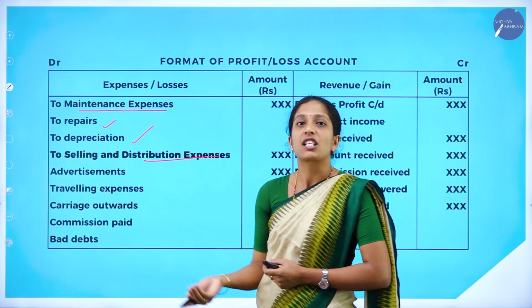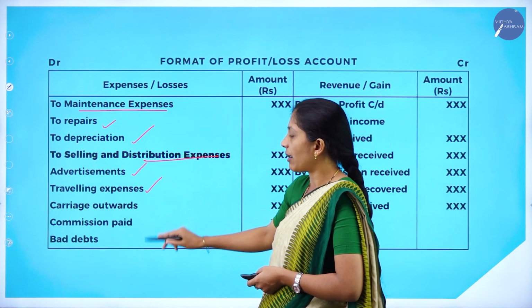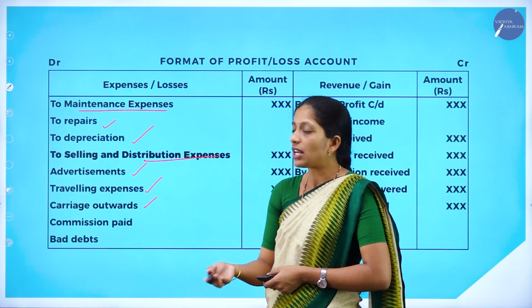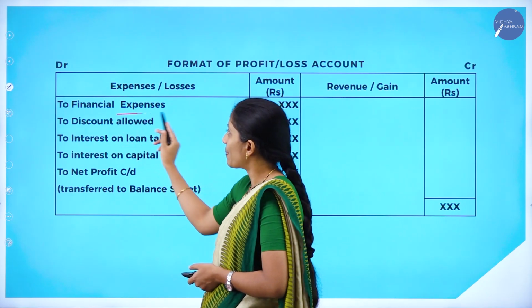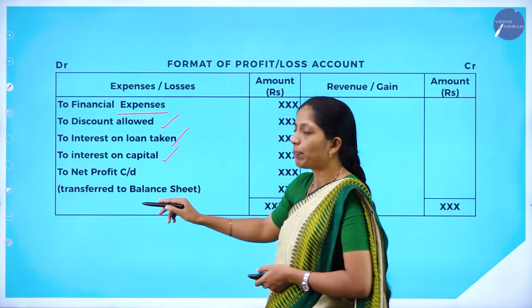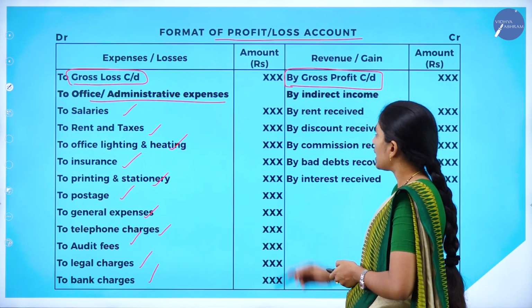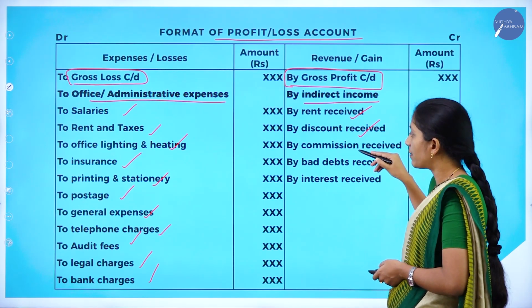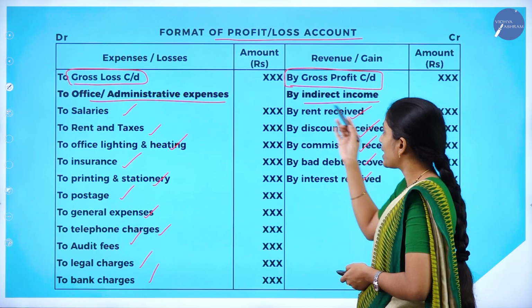So what are the expenses involved in selling and distribution of a particular product? You have advertisement, traveling expenses, carriage outwards, that is while exporting the finished goods, commission paid, bad debts. Then you have financial expenses also, where you have discount allowed, interest on loan taken, interest on capital. So these are the indirect expenses. Coming to your indirect income, we have indirect incomes like rent received, discount received, commission received, bad debts recovered, interest received.